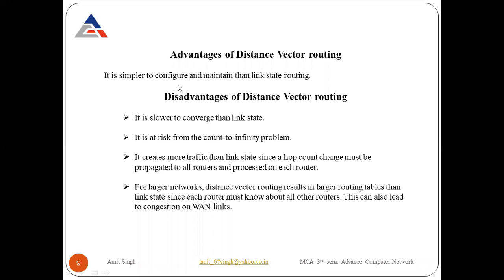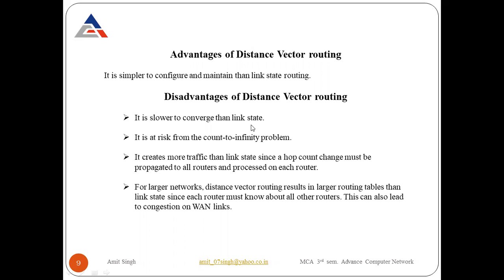So they have a number of disadvantages. The first, it is slower to converge than link state. Why slower? Because it has to calculate all the different roots' values. Suppose there are 3 roots from sender to receiver. First it calculates the value of the first root, then the second root, then the third root. Now it has calculated all 3 values, and whichever is smaller, it can update into the table. That's why it is slower.